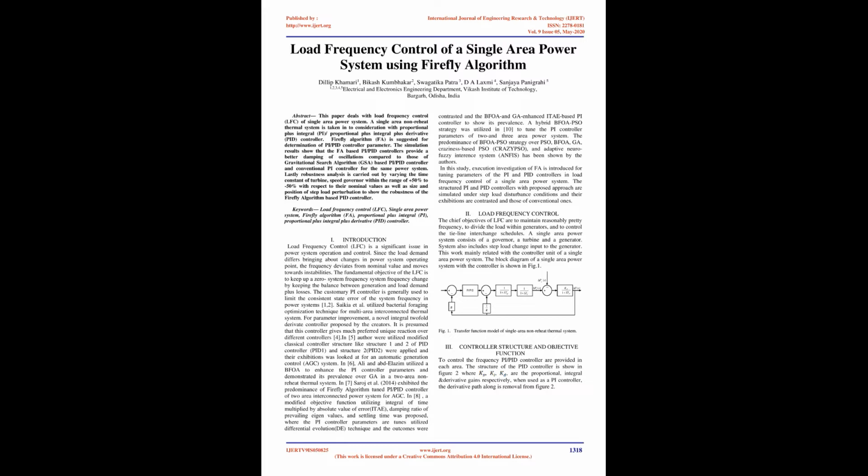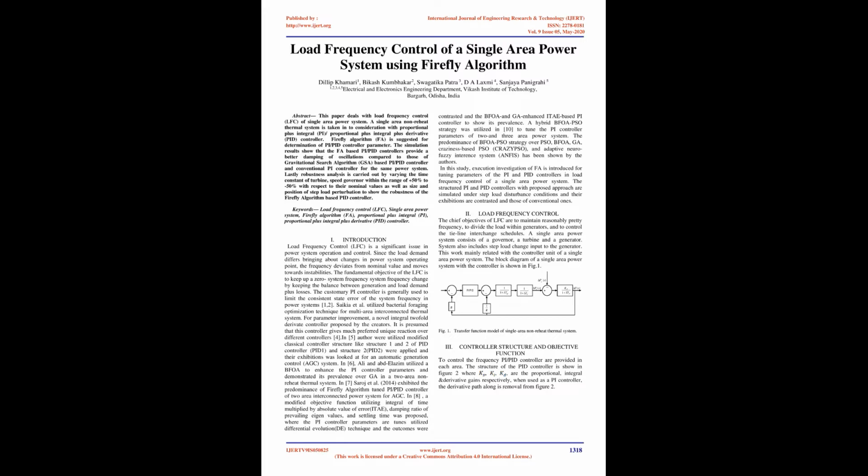The customary PI controller is generally used to limit the steady state error of the system frequency in power systems 1, 2. Psychia et al. utilized bacterial foraging optimization technique for multi-area interconnected thermal system. For parameter improvement, a novel integral double derivative controller was proposed by the creators. It is presumed that this controller gives a much better dynamic response over different controllers. In 4 and 5, authors utilized modified classical controller structures like structure 1 and structure 2 of PID controller, PID1 and PID2, and their performances were compared for an automatic generation control, AGC, system.